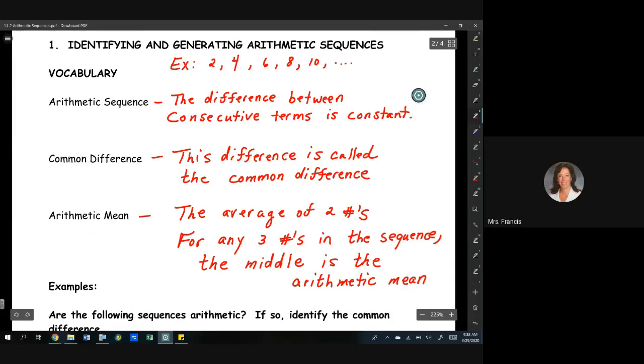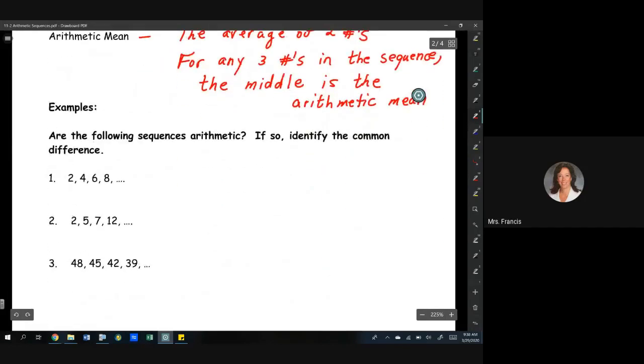Let's take a look at some examples. It says, are the following sequences arithmetic? If so, identify the common difference. We just want to make sure that the difference between the terms doesn't change. If we look at the first one, 4 minus 2 is 2, 6 minus 4 is 2, 8 minus 6 is 2. So we know that we have an arithmetic sequence. We're going to say yes, and that difference, in this case, is 2.